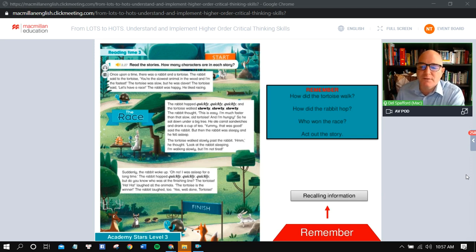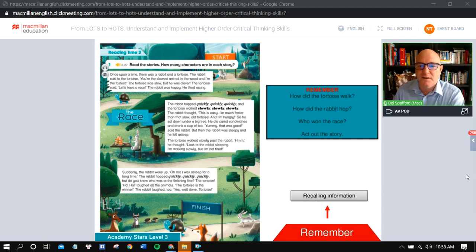Now you might think act out the story. That's quite creative, but in fact, acting out a story doesn't take much creativity. They just have to remember what the characters did and do the same thing. Acting out the story would be a remember task. Creating a new story and acting out the story would obviously be creative. Okay, go back to the Google Sheet.